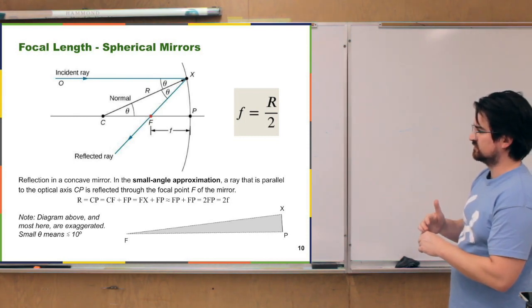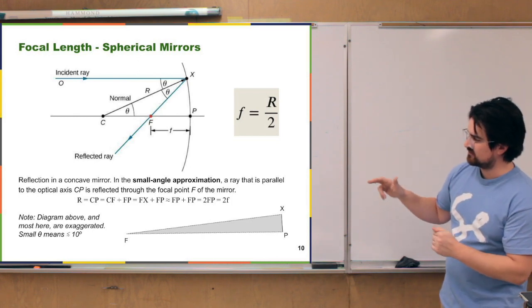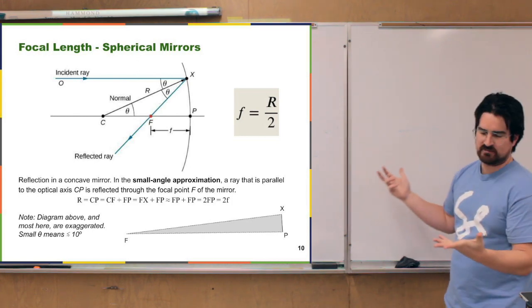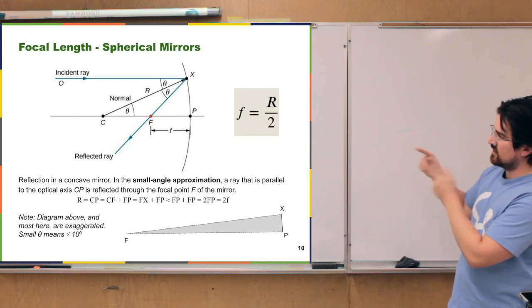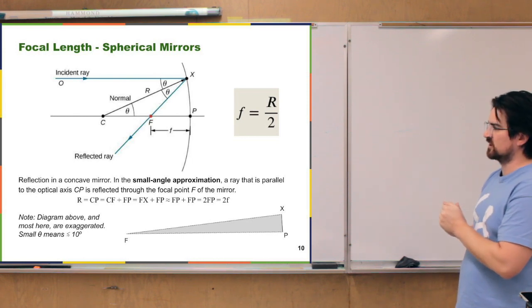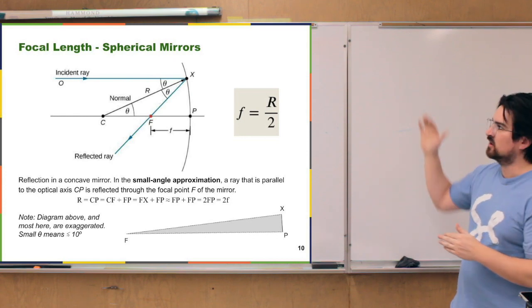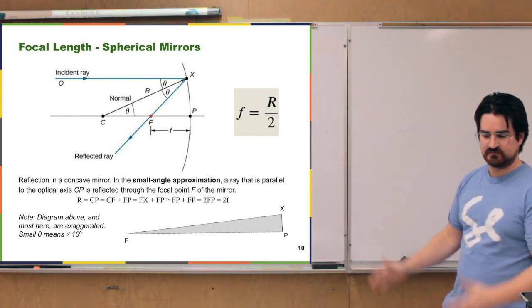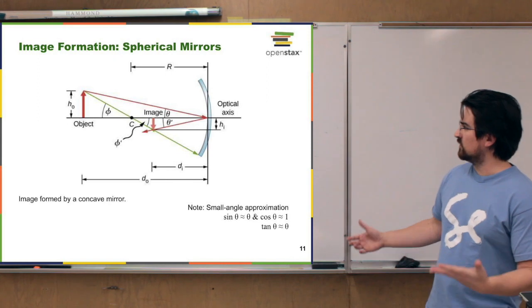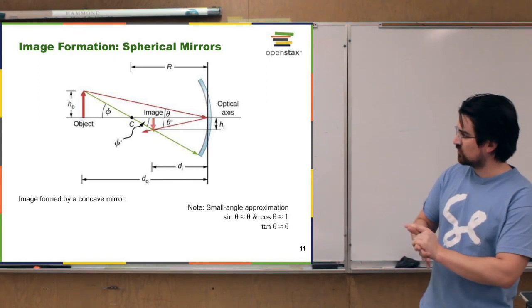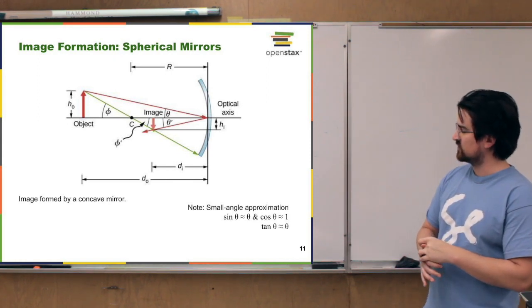So FX plus FP can become 2FP, which, when we look at the diagram, FP is the focal length, so that's twice the focal length. All that focal length is 1/2 the radius of curvature for our spherical mirrors. Right, so now we have the relation of the focal length and the radius of curvature.